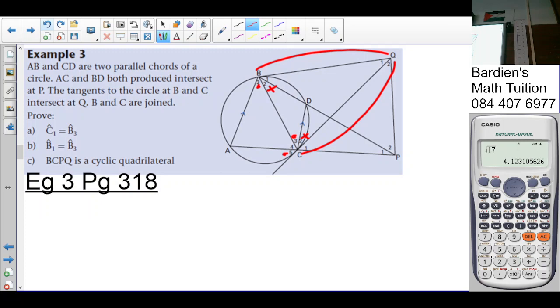B1 is equal to C3. Why? Tan chord theorem. What else? C1 is vertically opposite here. Nice. So we have many angles known to us.